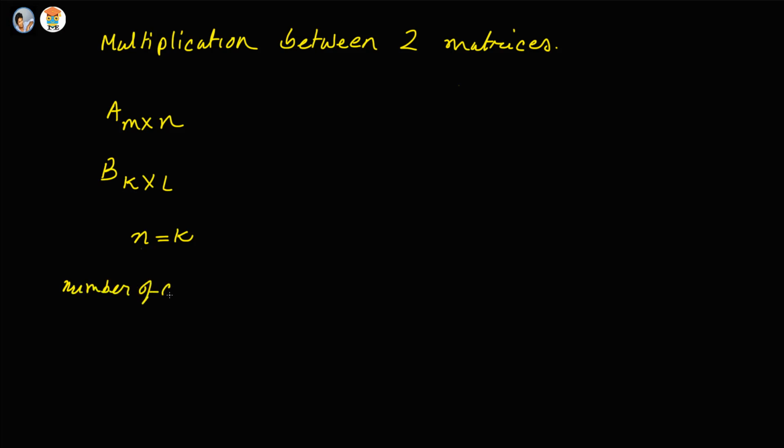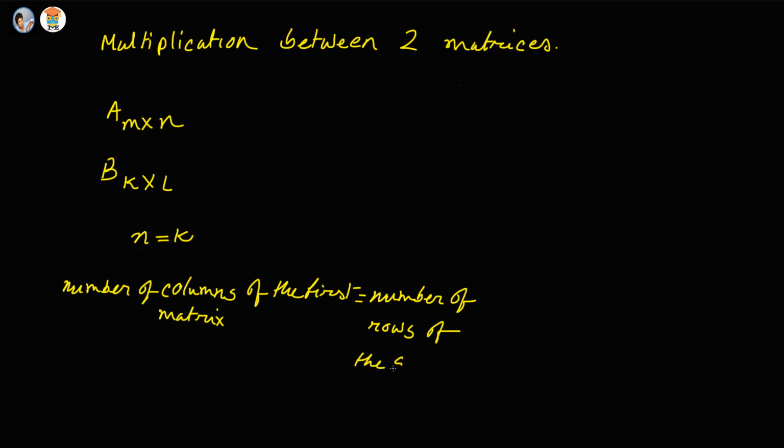We can write: number of columns of the first matrix should be equal to the number of rows of the second matrix. In case of multiplication between two matrices, order matters.